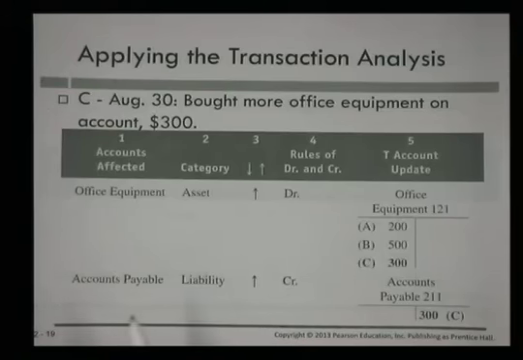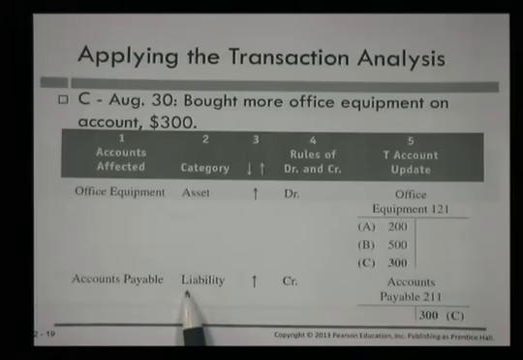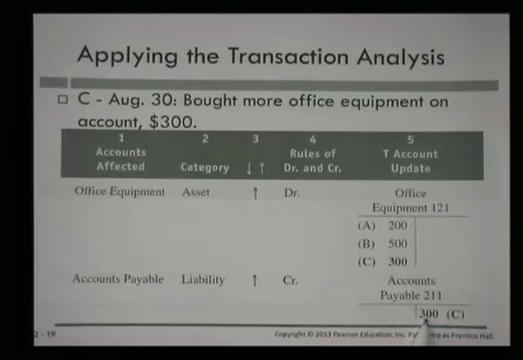The rules of debit and credit tell me, however, that to increase an asset, I have to debit that asset. To increase a liability, I have to credit that liability. So in a T account, C transaction would be debit to office equipment, credit to accounts payable. Our debits equal our credit.